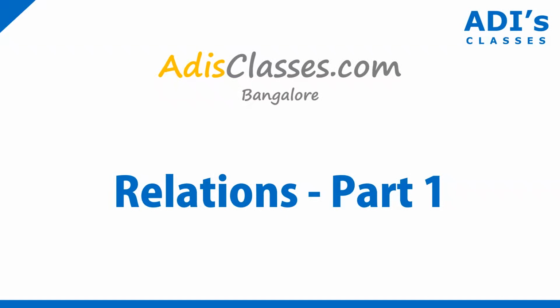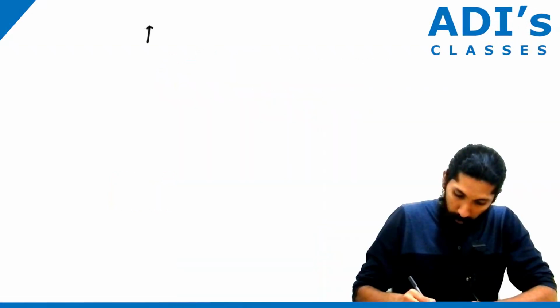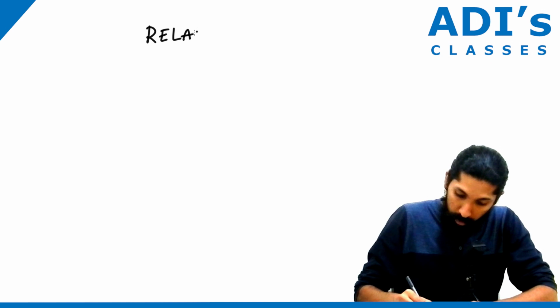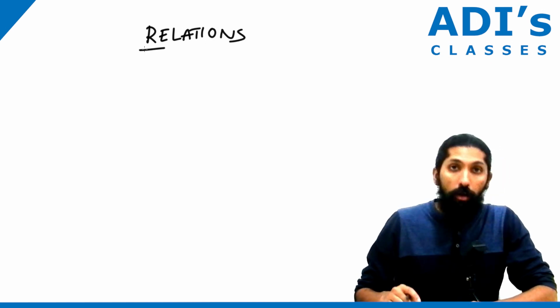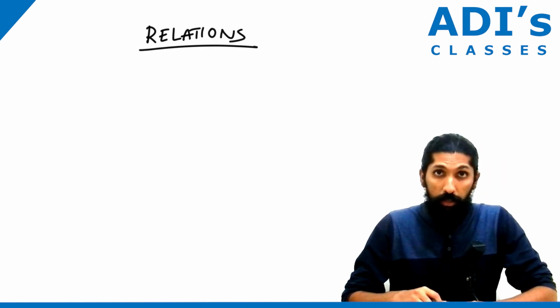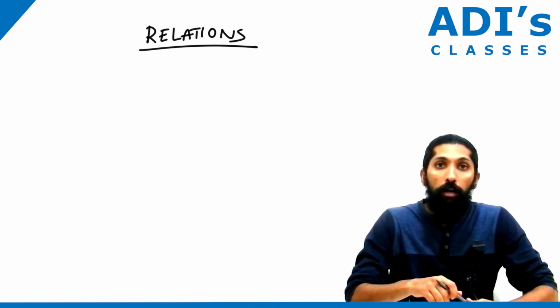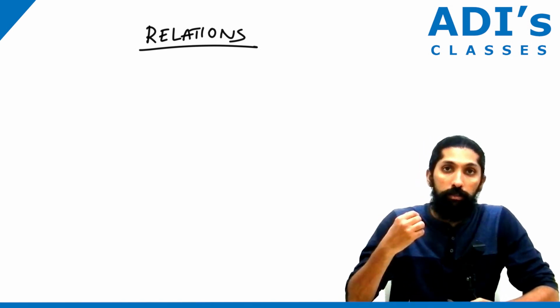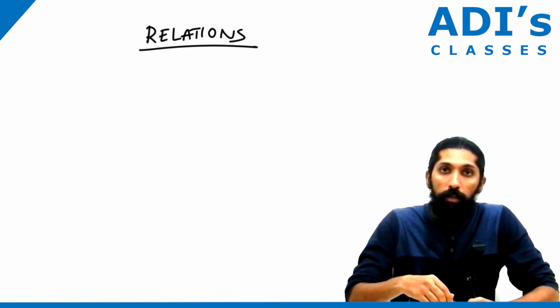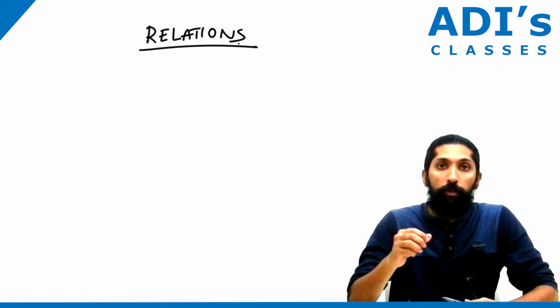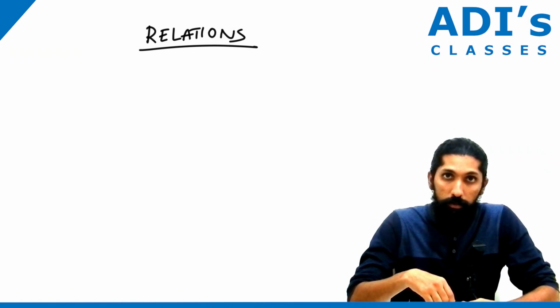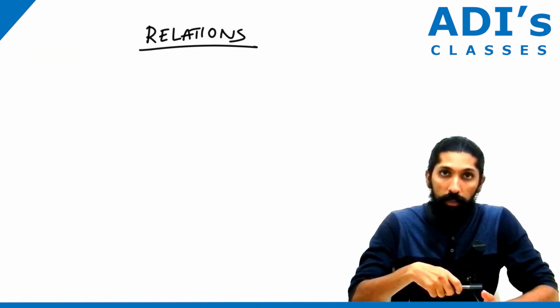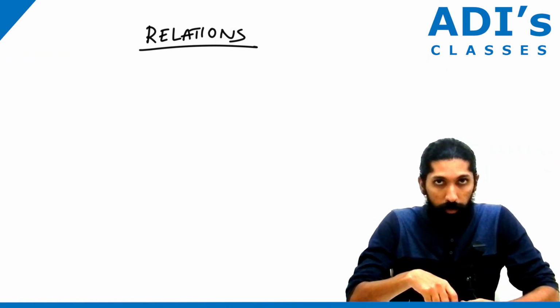Let's start with the next concept of relations. All right. Now, whenever we talk about relations, what exactly do we mean by relation? Till the last video, you have understood what a Cartesian plane is, and what a Cartesian product is, correct? Whenever you have two sets, you multiply them and you get a Cartesian product.